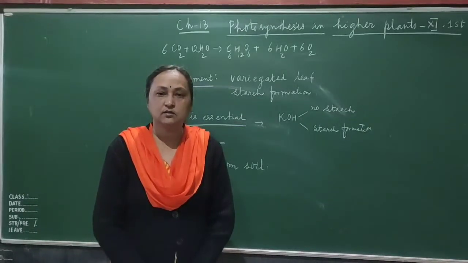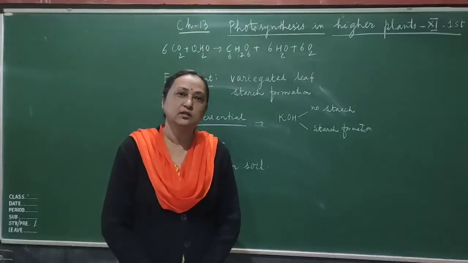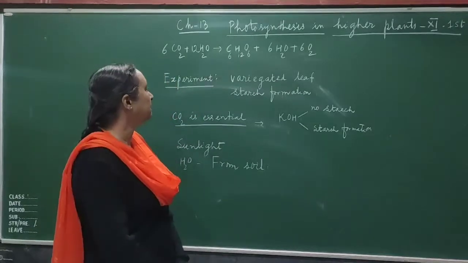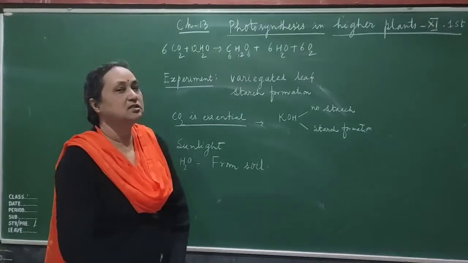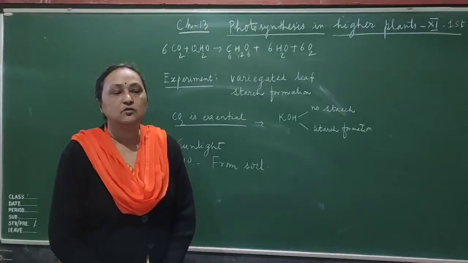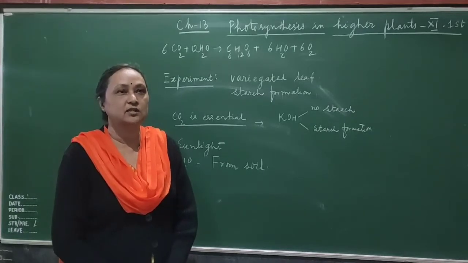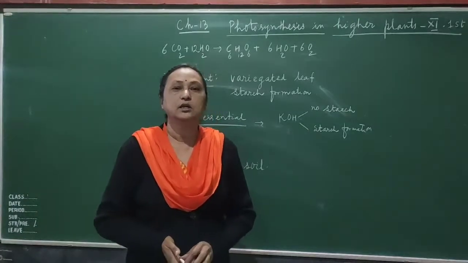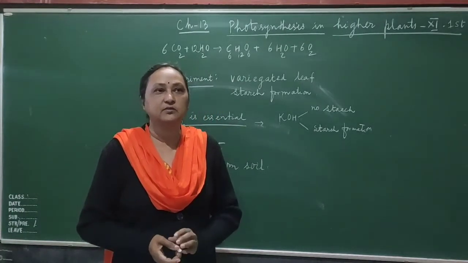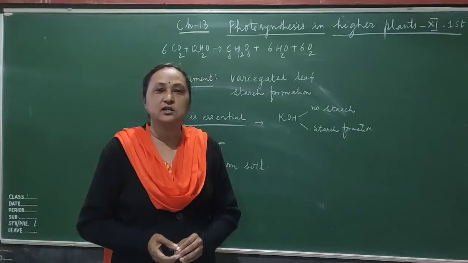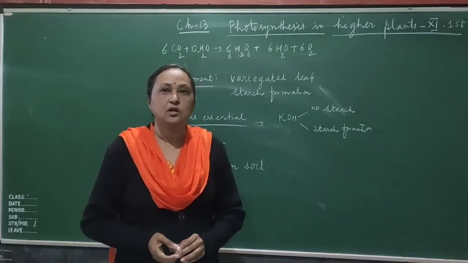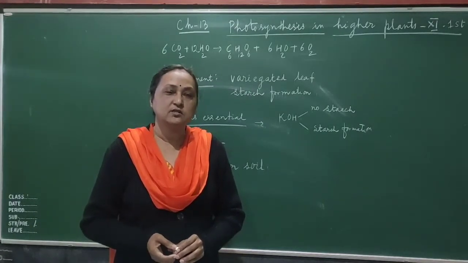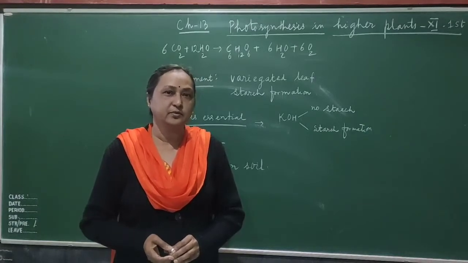Good morning, students. Today I am going to start a new chapter, that is chapter 13, photosynthesis in higher plants. All of you have read photosynthesis in class 10th also. It is a process by which green plants can prepare food. That's why green plants are called autotrophs. And in the process of photosynthesis, oxygen is liberated as a byproduct.